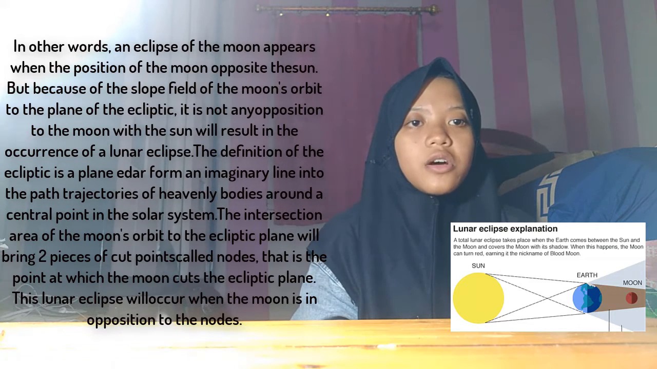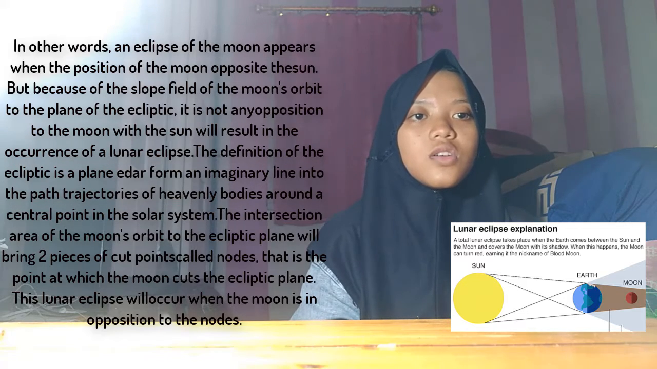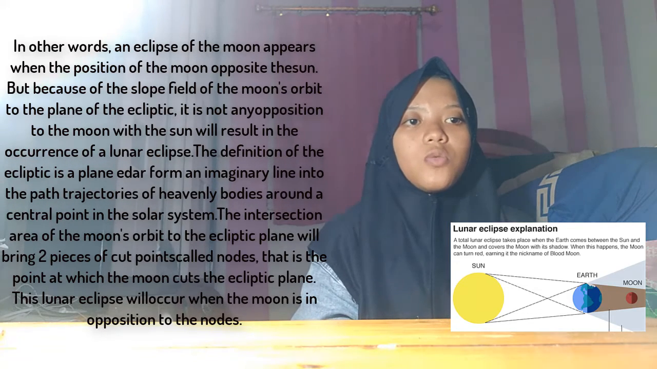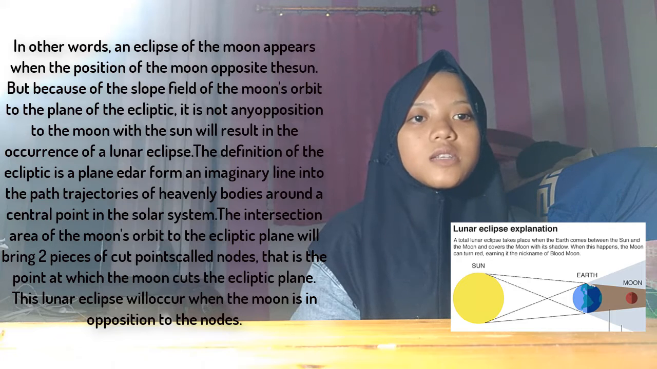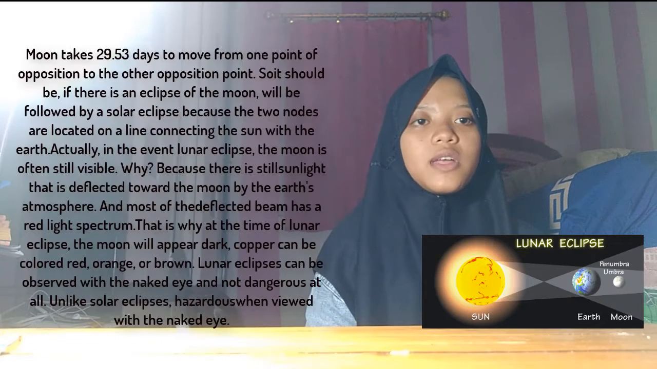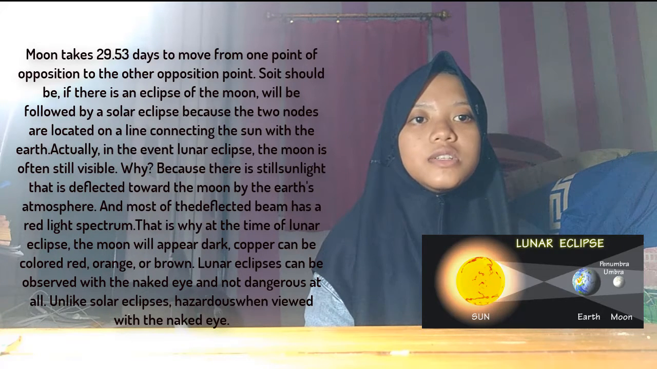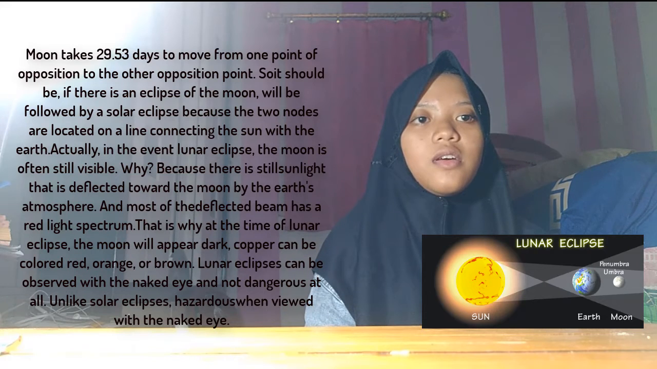The intersection of the moon's orbit with that plane gives two points called nodes. That is the point at which the moon crosses the ecliptic plane. A lunar eclipse will occur when the moon is in opposition and at a node. It takes 29.53 days to move from one point of opposition to the next opposition point.